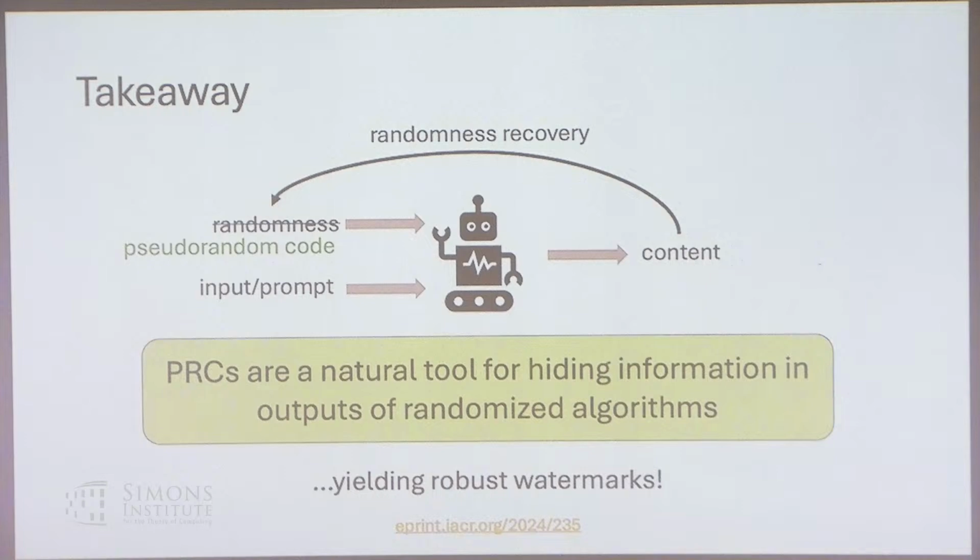And using these PRCs, we were able to instantiate this general watermarking framework. So it seems that they are a natural tool for hiding information in the outputs of any randomized algorithm. I'd be very interested to see PRCs used to watermark more things. And the robustness of the PRC very nicely translates to robustness of the watermark that you get.